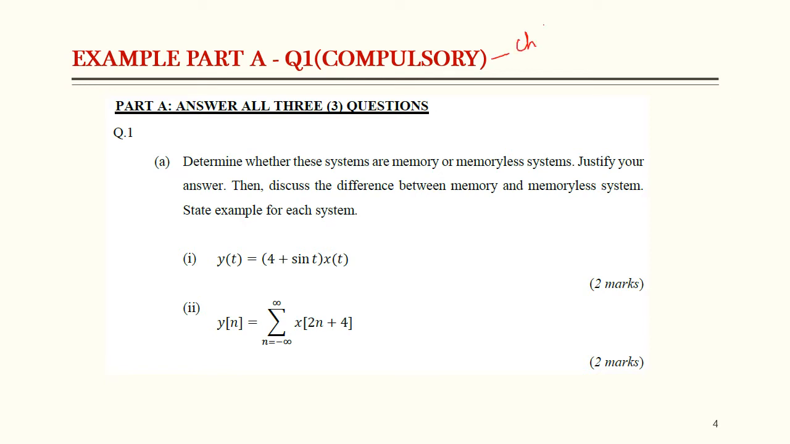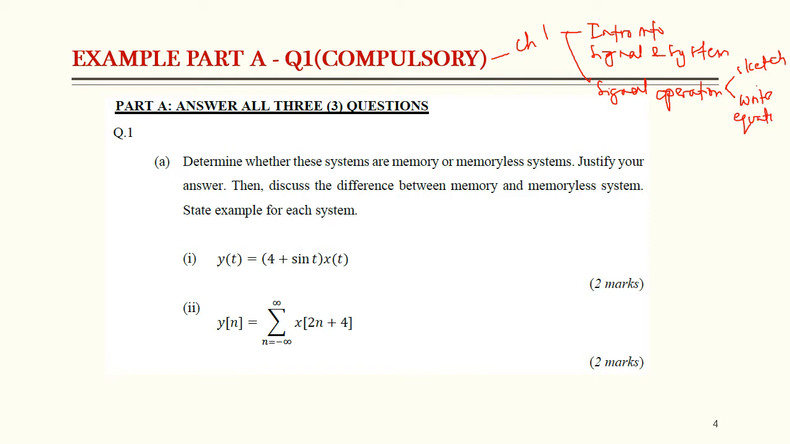So this is from chapter 1, in which you have intro into signal and system. Meaning that you need to master the signal operation. So what's involved in here? You need to sketch the signal or write the equation, either in unit step function, ramp function, and so on.